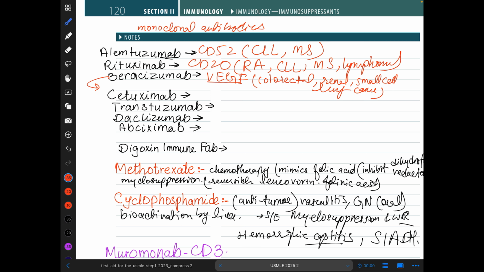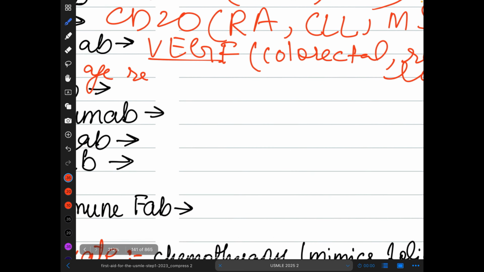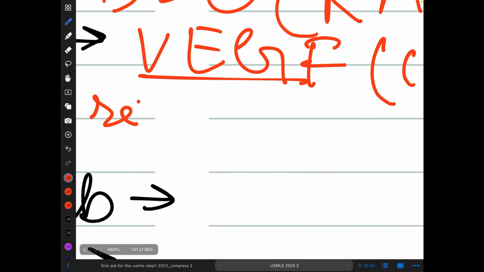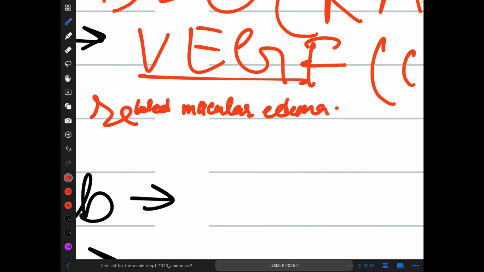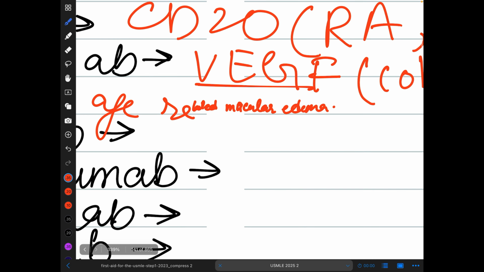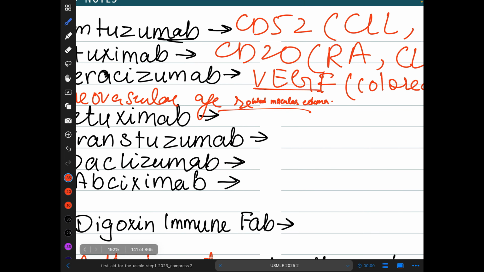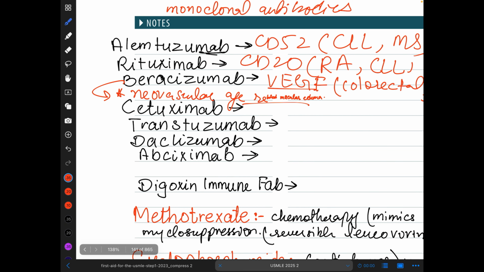And the most important point regarding it is that it is used for neovascular age-related macular edema. So an important point: which monoclonal antibody is used for age-related macular edema? You should know it: bevacizumab. Bevacizumab is used for neovascular age-related macular edema.